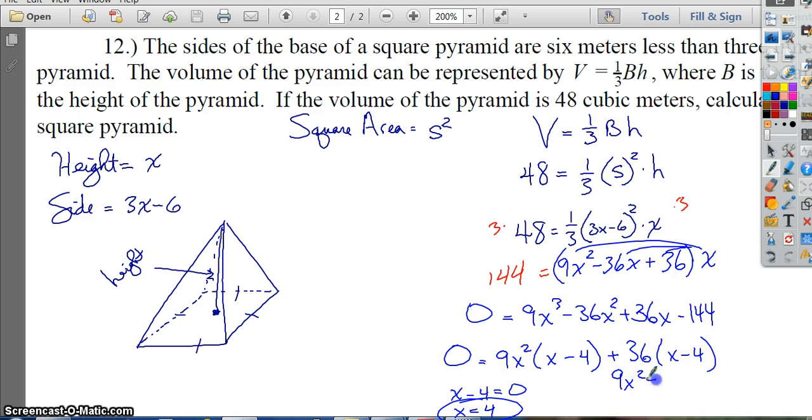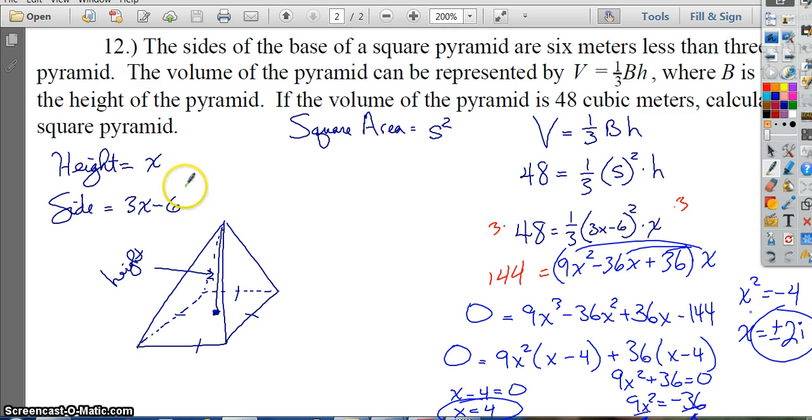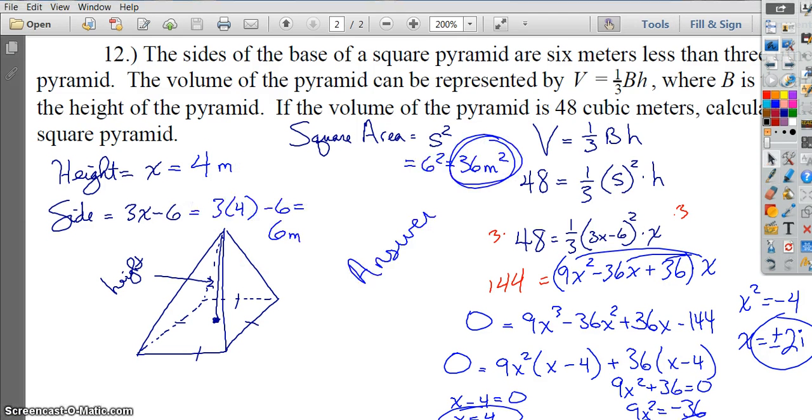And I'm going to have to set 9x squared plus 36 equals 0. So 9x squared equals negative 36, which means how am I going to get an imaginary number? I divide 9 over. That's going to be negative 4. So this is plus or minus the square root of negative 4, which is 2i. I can't have a side length that's 2i. Okay, but I can have a side length that's 4. So that means my height is 4 meters tall.